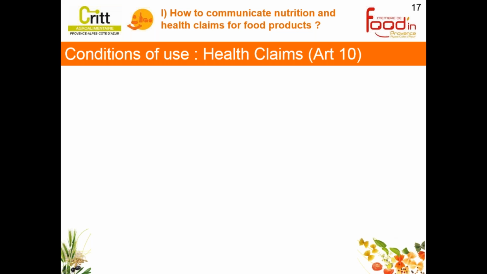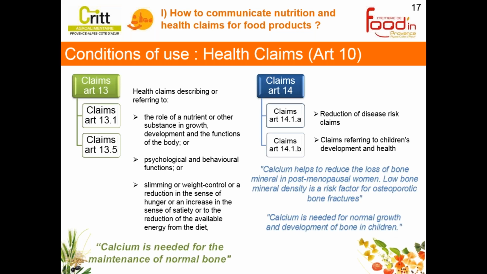Now, we'll look at specific conditions of health claims. There are three categories of health claims. First, health claims of Article 13.1. Second, health claims of Article 13.5. And thirdly, health claims of Article 14. Health claims of Article 13.1 and 13.5 are called function claims, which means health claims describing or referring to the role of a nutrient or other substance in growth, development, and the functions of the body, or psychological and behavioral functions, or slimming, weight control, reduction in the sense of hunger, or increase in the sense of satiety, or the reduction of the available energy from the diet.